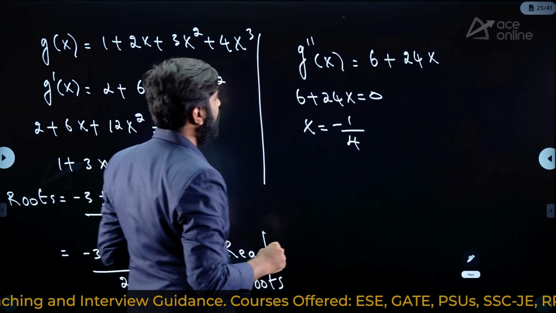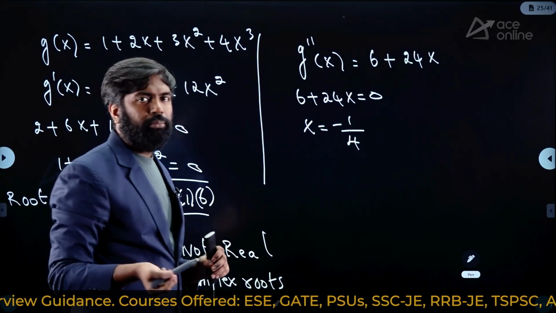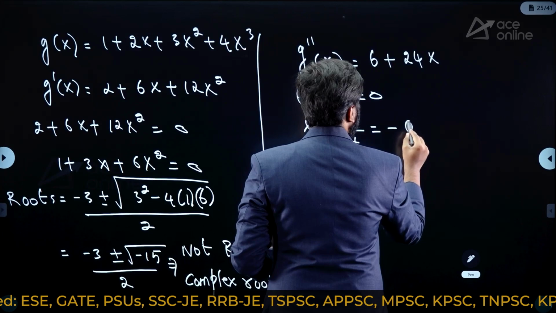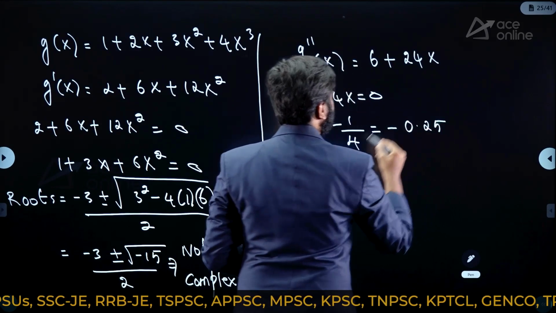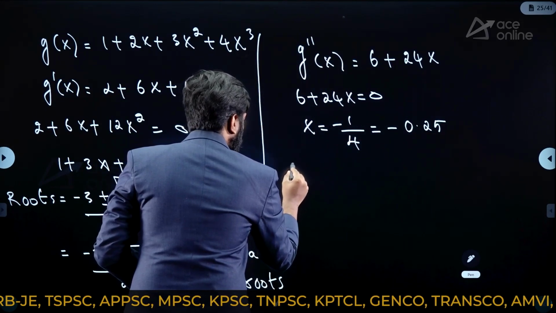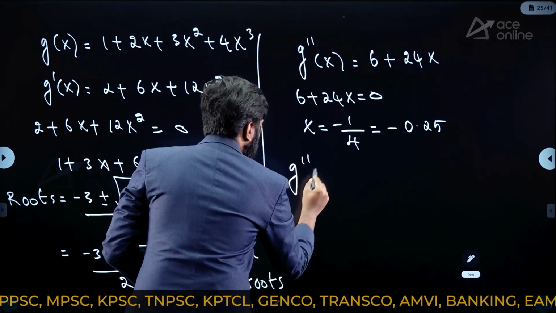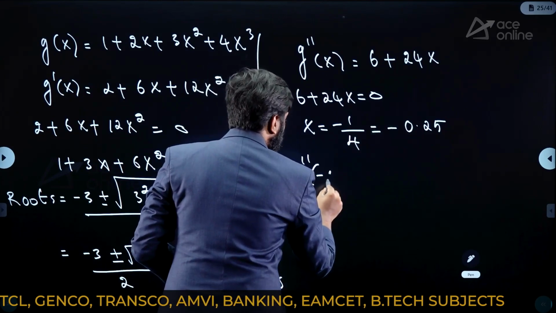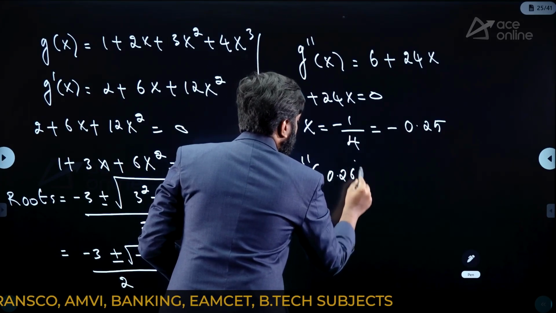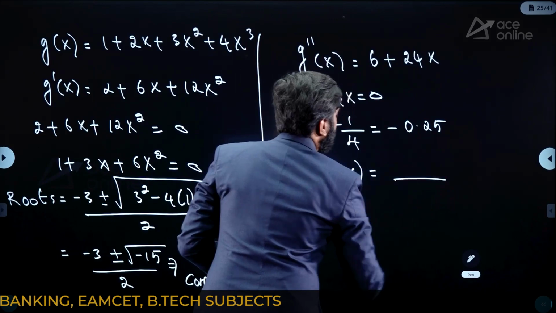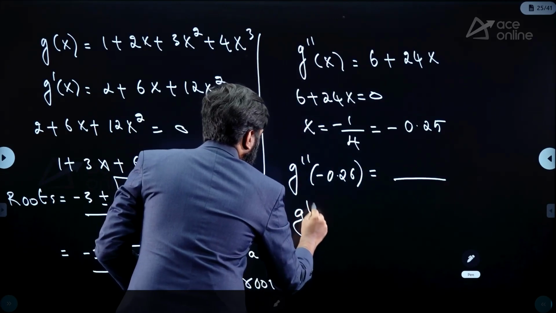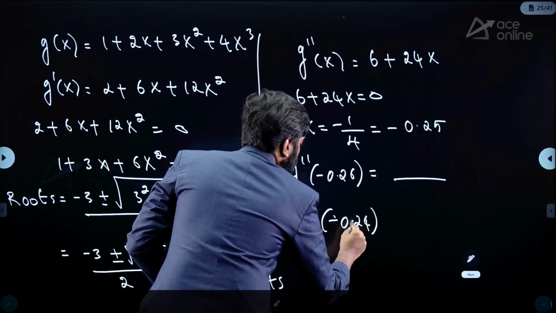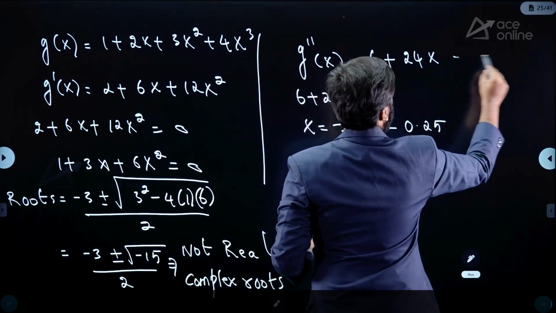Now, how do you decide whether it is an inflection point or not? This is minus 0.25, students. Try to find g double dash at points around minus 0.25. Take a point to the left of this as well as to the right of this. So let's take some points like this. You find its sign. You take another point like this. So how did I take these points? You can mark, this is the number line, students.